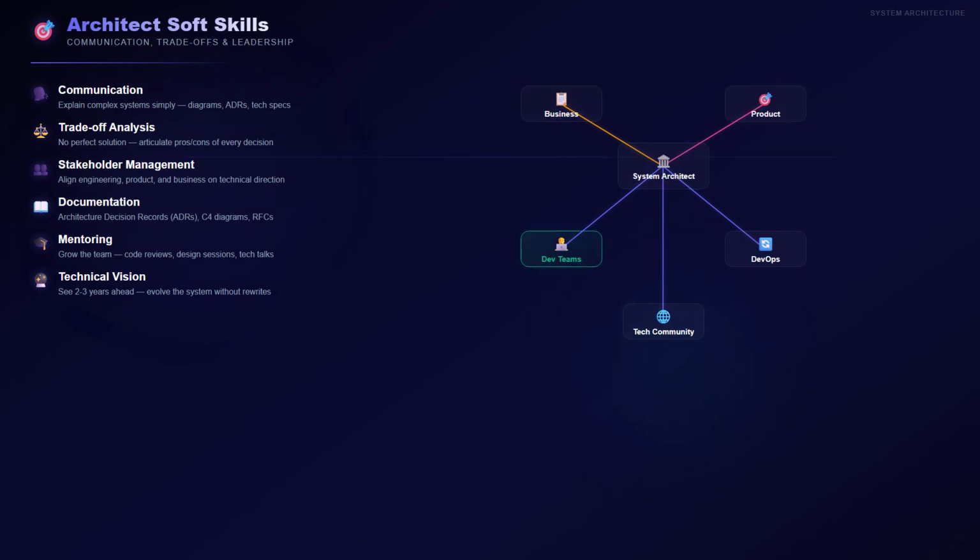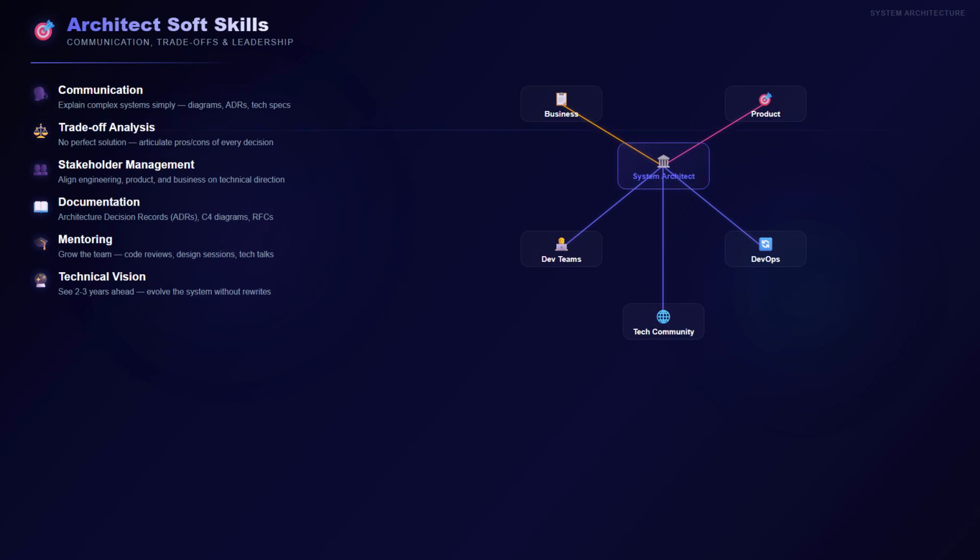Trade-off analysis is your daily bread. There is never a perfect solution. Your job is to evaluate options, articulate the pros and cons of each, and recommend the best fit for your specific context. Stakeholder management means aligning engineering, product, and business on technical direction.